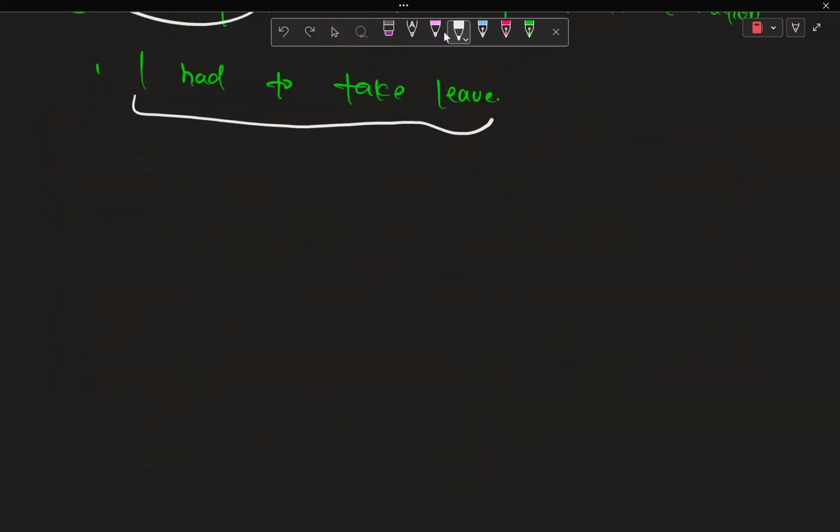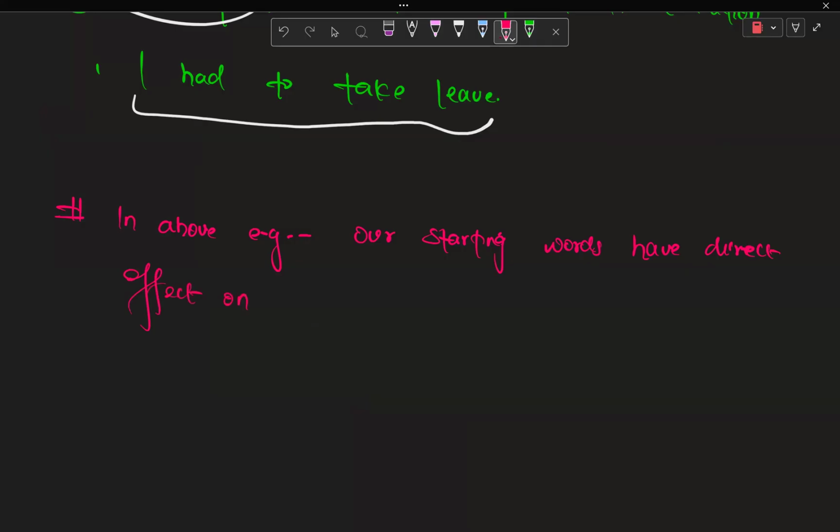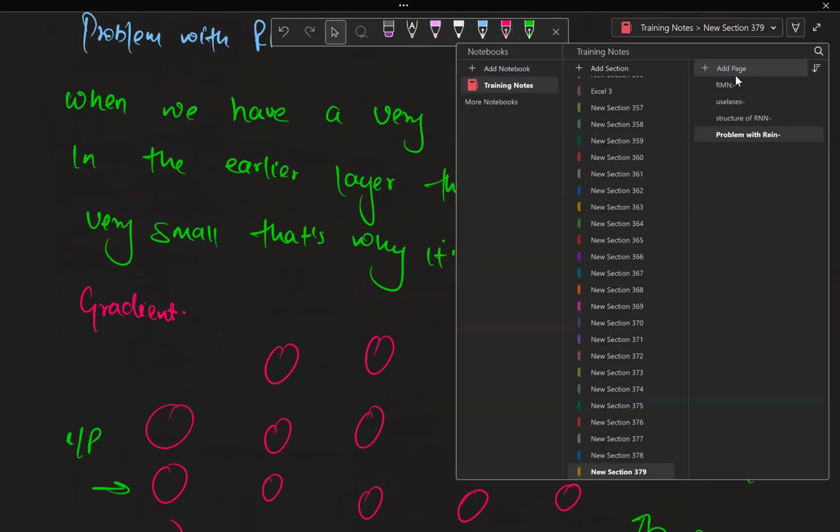So I'll just mention here. Can you revise it? So in the above example, our starting words have a direct effect on the ending word. Okay. Now we will be learning about LSTM, which is the extended version of RNN.